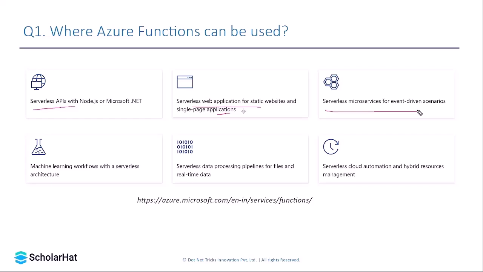Azure Function is also best suited for machine learning workflows in a serverless architecture. It can also be used for data processing pipelines for files and real-time databases. We can create a pipeline using Data Factory, and an Azure Function can be used inside a Data Factory pipeline. It could also be used to trigger an ADF pipeline whenever something happens on the storage account. And finally, it can also be used in a hybrid resource management environment.